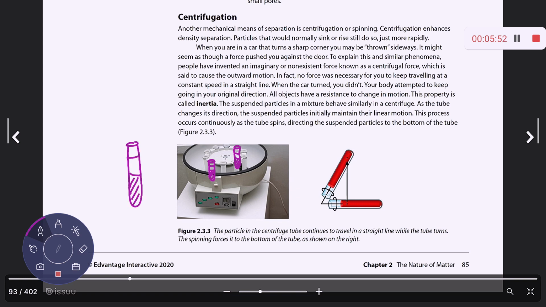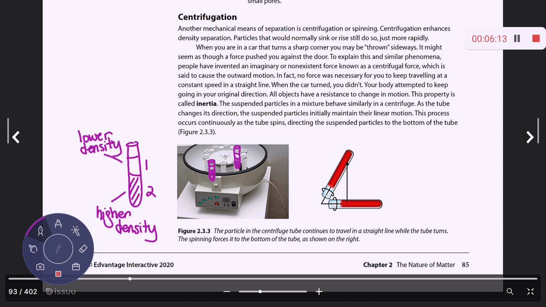So if I've got a sample like this, and this is substance 1 and this is substance 2 in my mixture, this would have the lower density, and this substance would have the higher density. Okay.